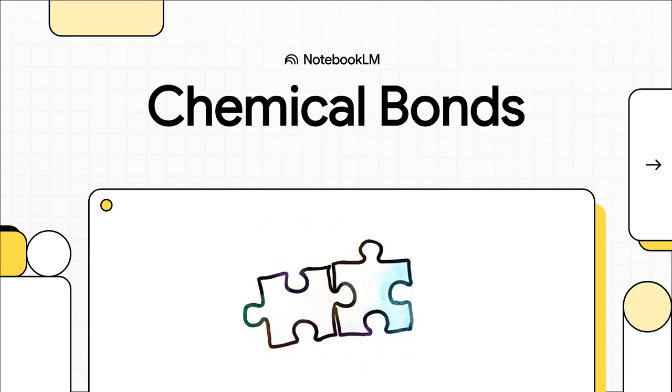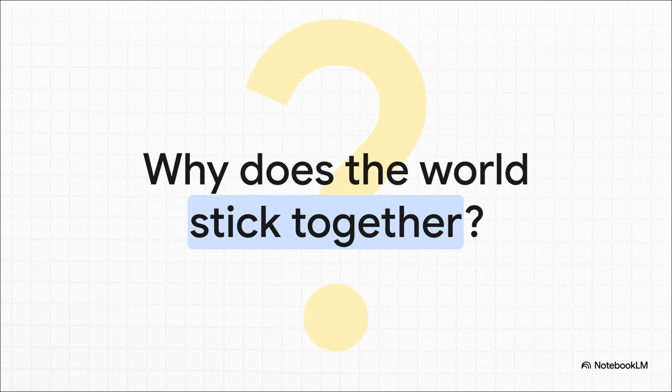All right, today we're going to talk about the invisible glue that holds the entire universe together, chemical bonds. We're going to break down the basic rules for how atoms link up to build, well, everything, from the salt in your shaker to the water in your glass. Let's dive in. I mean, have you ever really stopped to think about that?